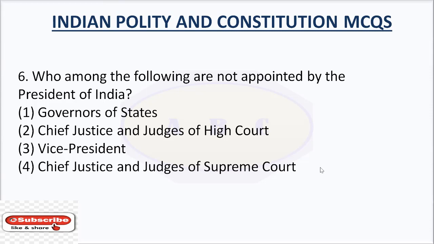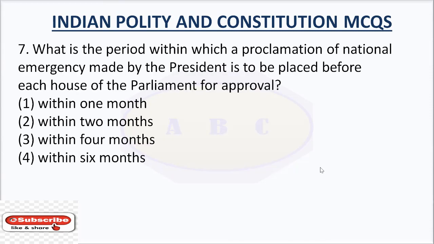Question number 6. Who among the following are not appointed by the President of India? Option number 1, Governor of States. Option number 2, Chief Justice and Judges of High Court. Option number 3, Vice President. Option number 4, Chief Justice and Judges of Supreme Court. The right answer is Vice President.